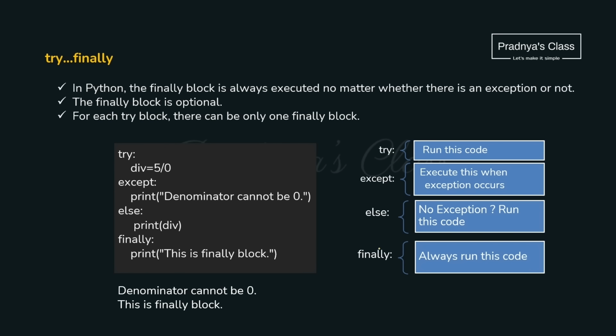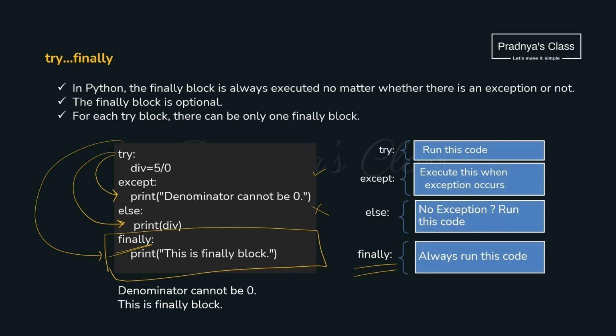Alright, there is one more block. The name of the block is finally. In case an exception is raised, we will come to the except block. If an exception is not raised, we will come to the else part. But the finally block will always execute, whether the exception is raised or not. The control will always come to the finally block. Generally, this block is used to close connections in case of a database or file, because whether an exception arises or not, we need to do that process. The finally block is completely optional. There can be only one finally block.